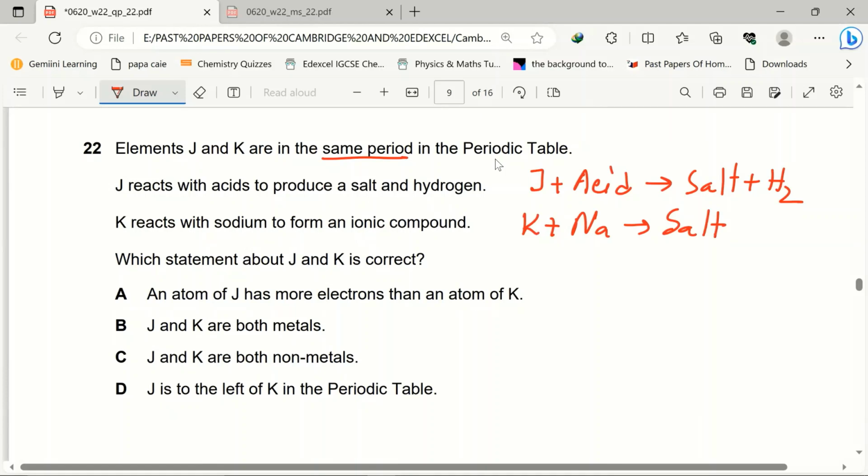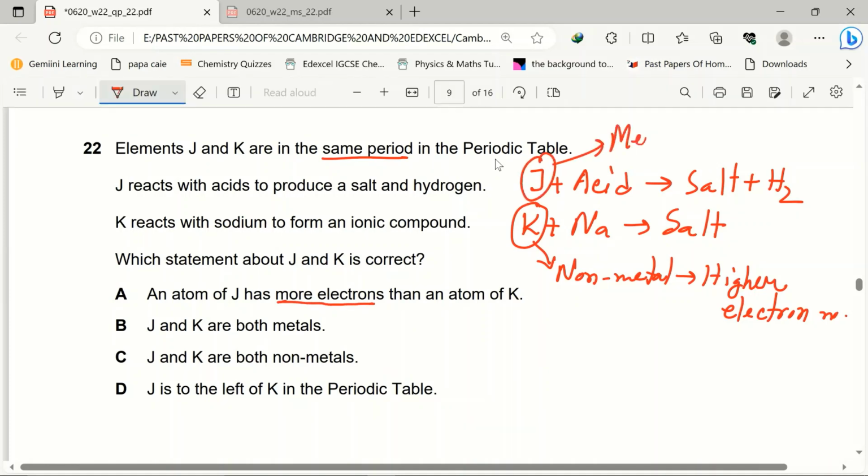An atom of J has more electrons than an atom of K. So J must be a metal, right? And K must be a non-metal, because a non-metal reacts with metal, sodium, to form salt. So since they are in the same period, the non-metal has a higher number of electrons, right? So atom of J has more electrons? No, it has fewer electrons, because J is a metal for sure. Because we know metals react with acid to form salt and hydrogen. So the metal should have a lower number of electrons.